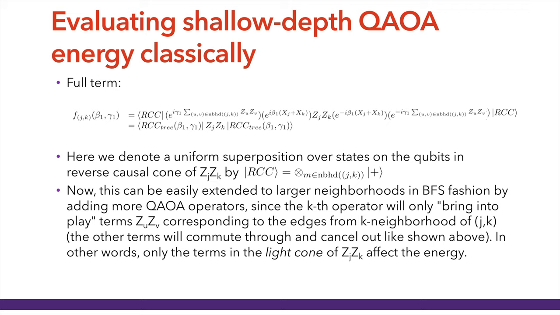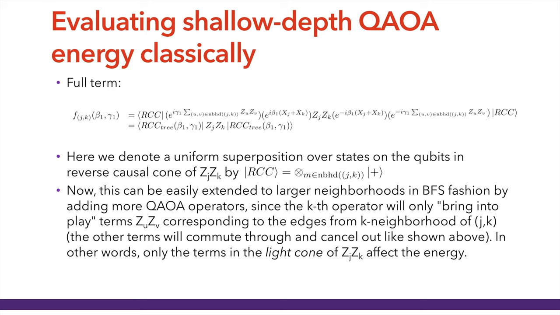And so the number of qubits that we need to simulate is only as many as can be reached by doing this one step from the edge J, K. And that's what we're going to denote by the reverse causal cone of ZJ, ZK. These are the qubits in this neighborhood.